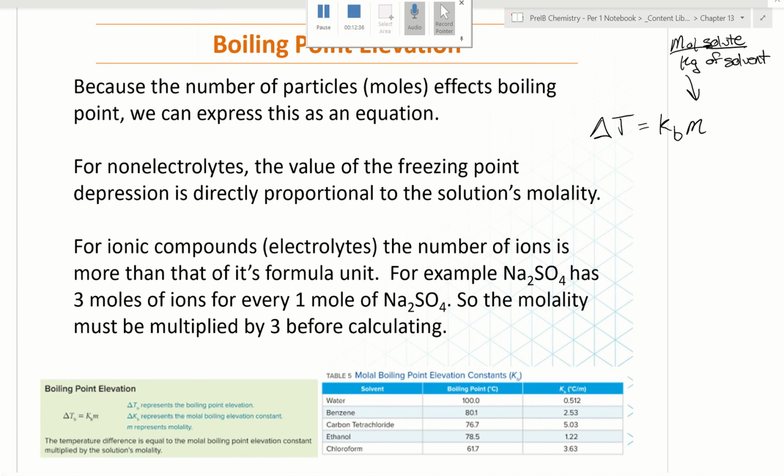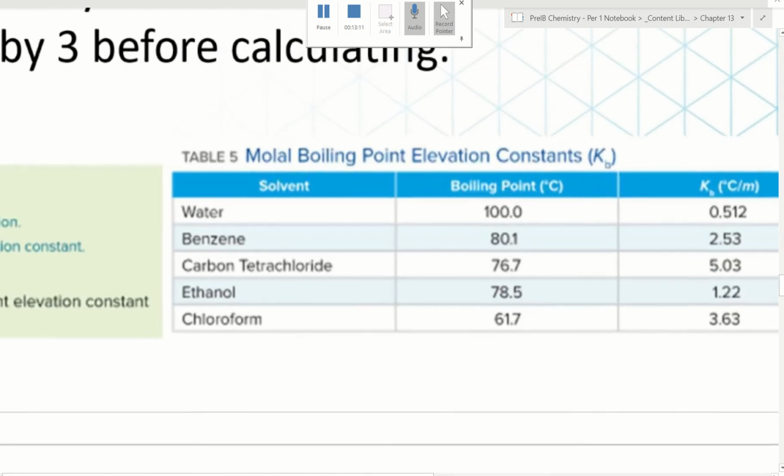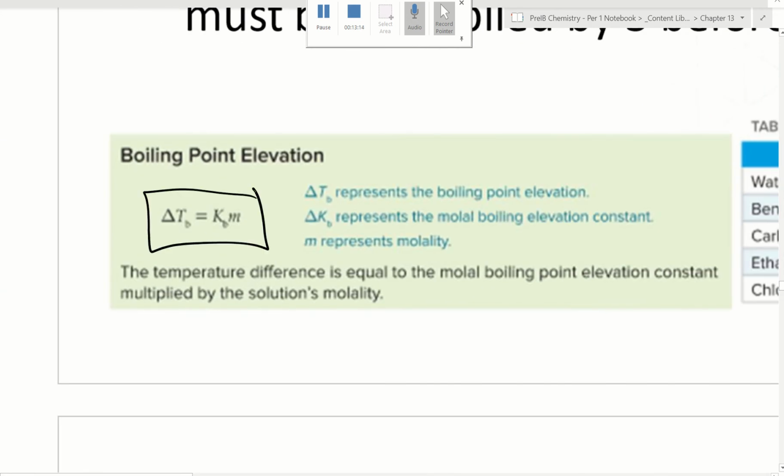For non-electrolytes, this should say boiling point, because that's what we're talking about here. The boiling point elevation is directly proportional to the solution's molality. For ionic compounds, the number of ions is more than that of its formula unit, and we've already talked about that. For example, 1 mole of sodium sulfate here is going to be 3 moles of ions, so we'd have to multiply by 3. So to do this, we take this little equation here, delta T equals K times molality.